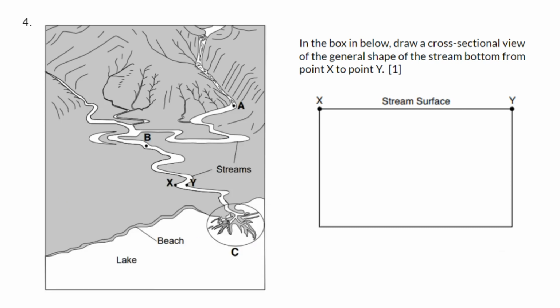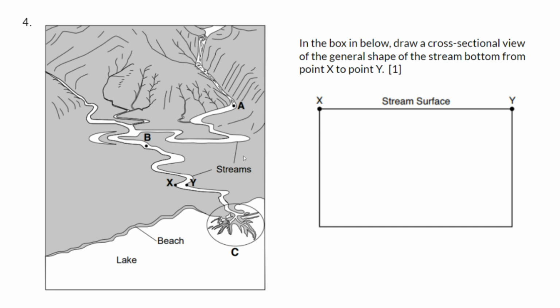Okay, so go ahead and try number 4. Pause this video and go ahead and try it. In the box below, draw a cross-sectional view of the general shape of the stream bottom from point X to point Y. So here's X, here's Y.